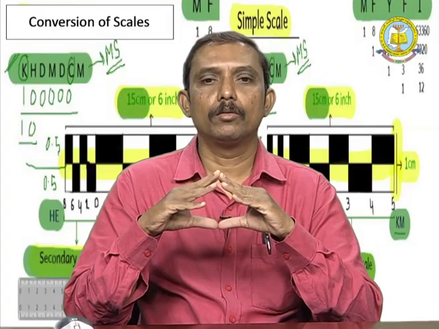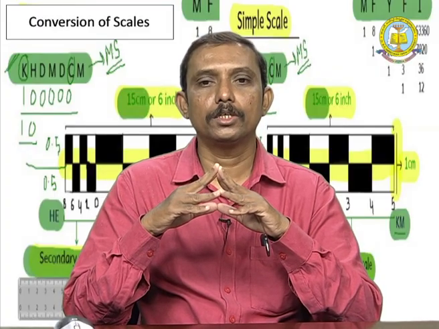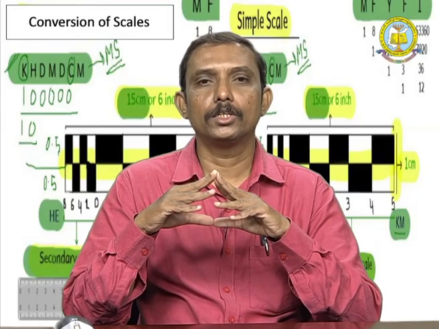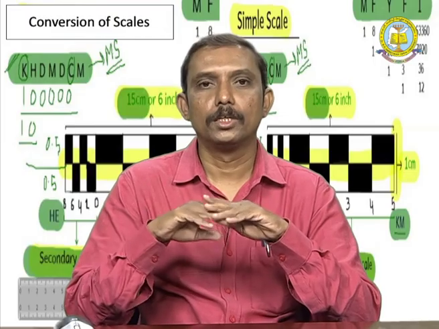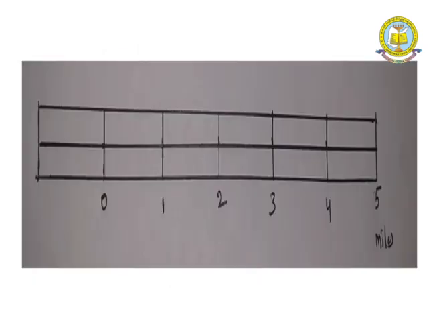So 6 inch on the map equals 6 into 63,360 by 63,360 miles on the ground. Then you will get the scale of 6 inch equals 6 miles, and you have to draw a scale like this. For the 6 inch you are drawing 0, 1, 2, 3, 4, 5. Then it is showing the miles.